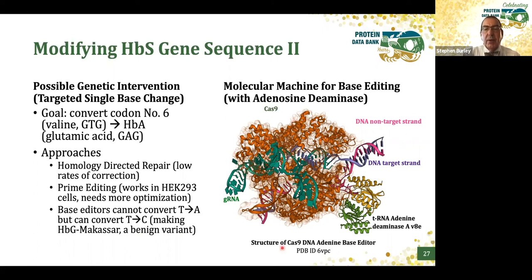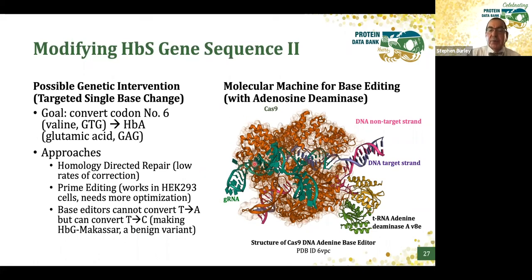And the machine that would do this has actually been studied using X-ray crystallography by Jennifer Doudna and her colleagues. And what you can see is you've got Cas9, you've got the guide RNA, you've got the DNA, and then you have the adenine deaminase that's going to do chemistry on the genome and make that single base change.